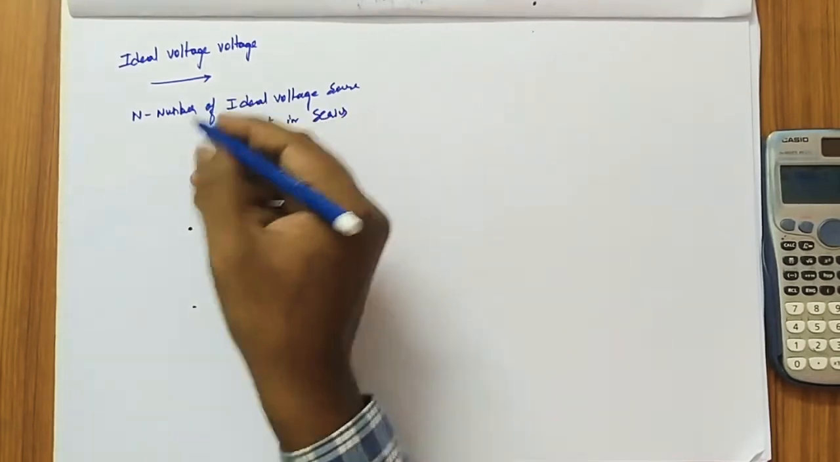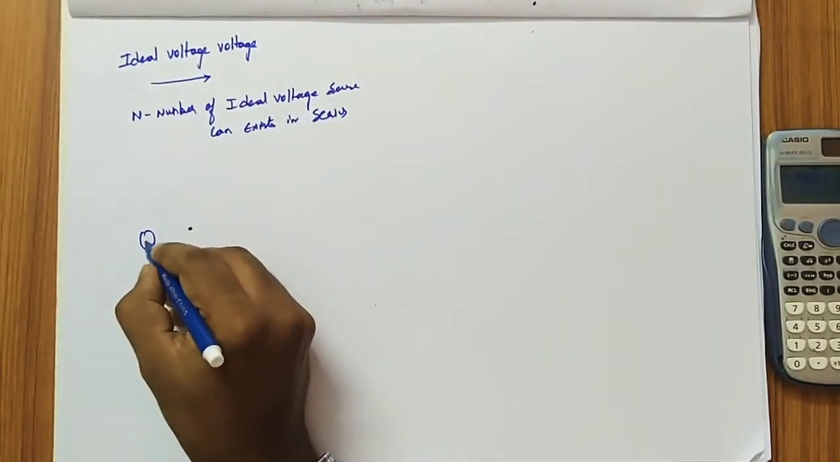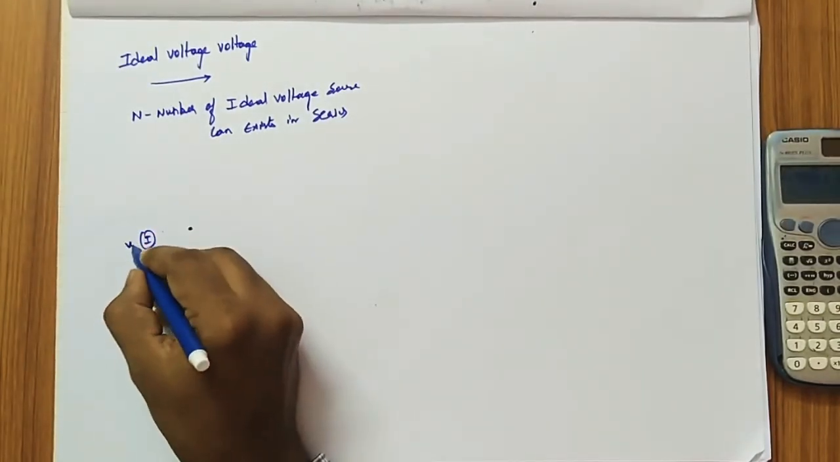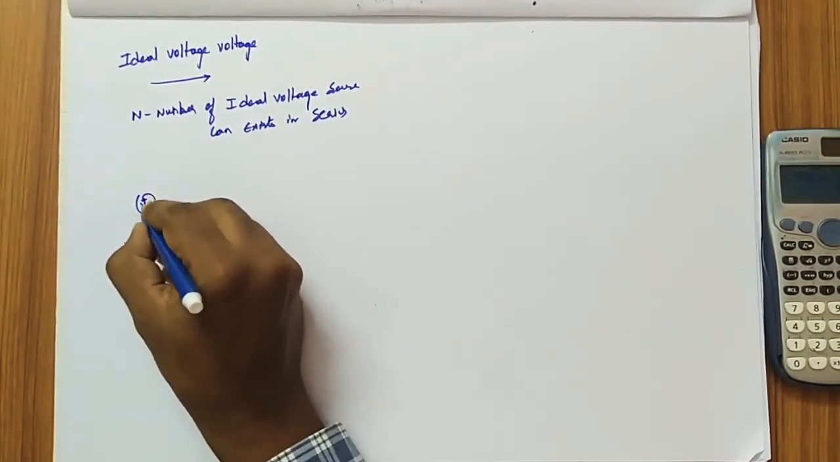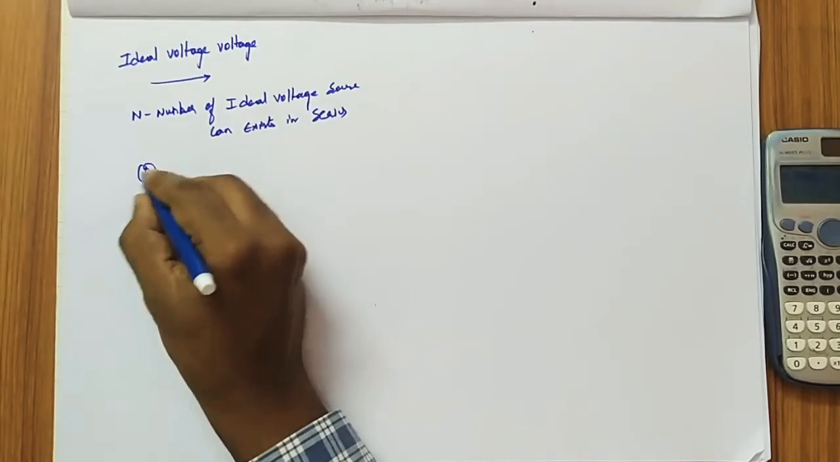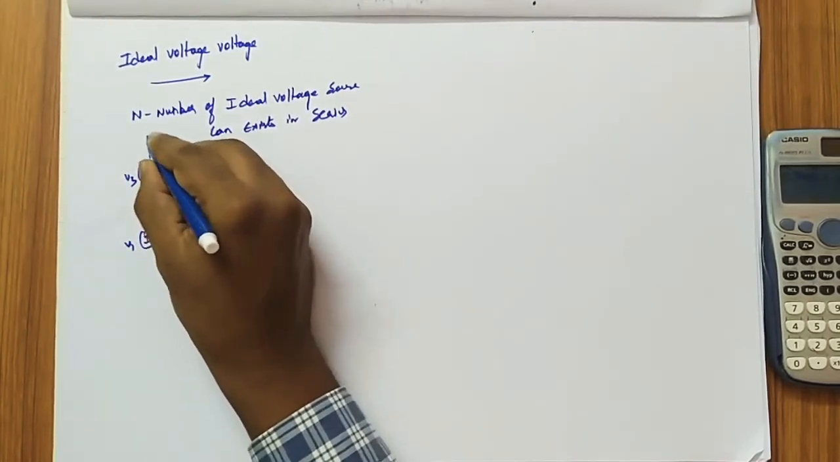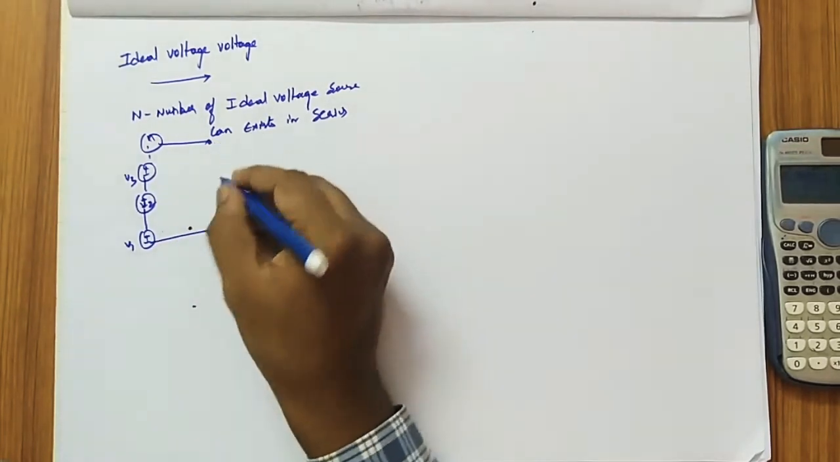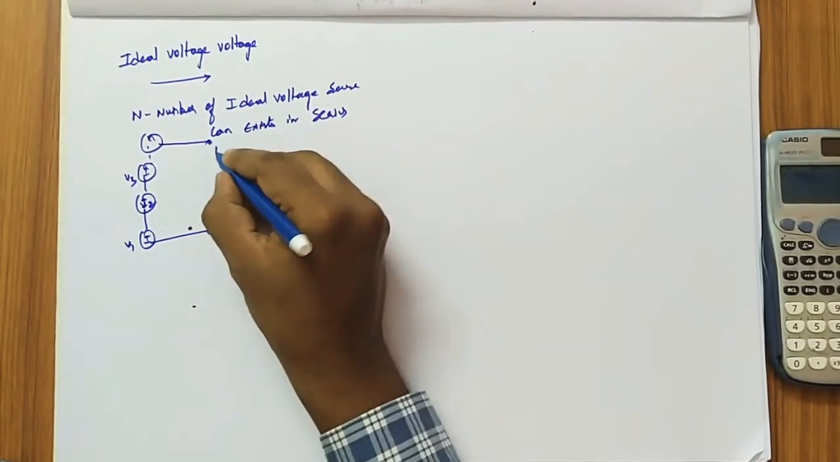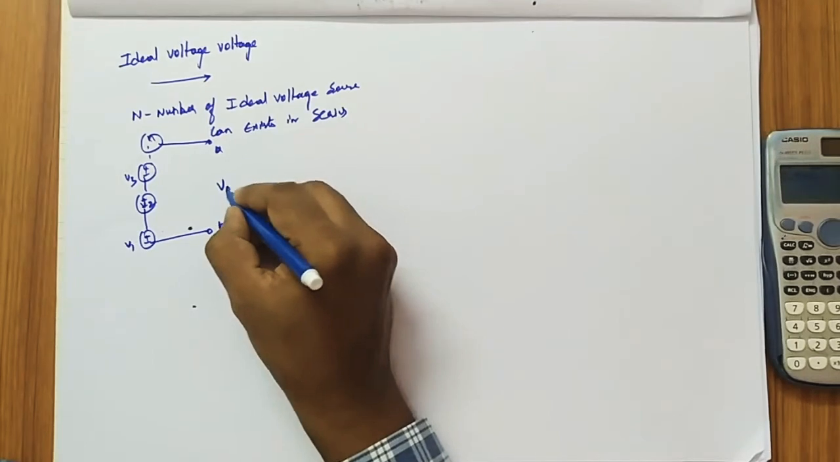So you can keep n number of ideal voltage sources, that is, internal resistance should be 0, that is V1, V2, V3 up to Vn. So you can keep them. Our output at this terminal will be taken across A and B, so VAB.